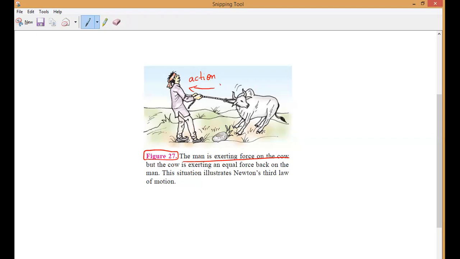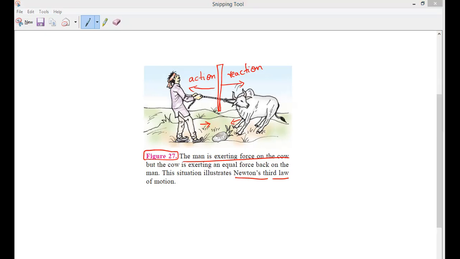Action. Understand? Action. Now, the bull is also trying to exert the same amount of force on the man, but in the opposite direction. That is what we used to call as what? Reaction. Understand? That is why you can say the bull is not moving forward and the man is also not moving forward, because they both are exerting the same, equal and opposite force. Understand? That is action and reaction. That is why we can say this is an example to illustrate what? Newton's third law of motion.